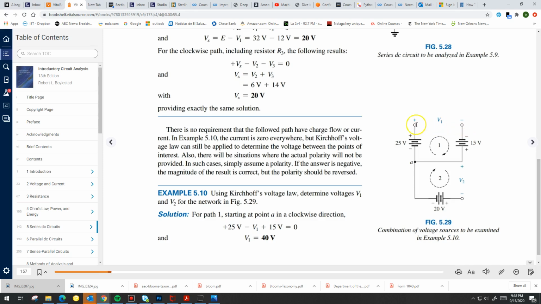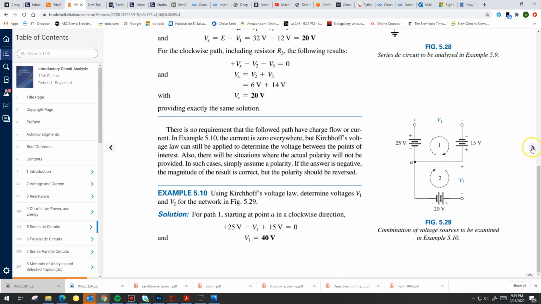See, 40 volts. So what that means, if you look at this carefully, is that the difference from this point at V1 to this point at V1, these 2 points, the voltage is 40 volts. There's a 40-volt difference, and you can tell that by looking at the results of the equation.